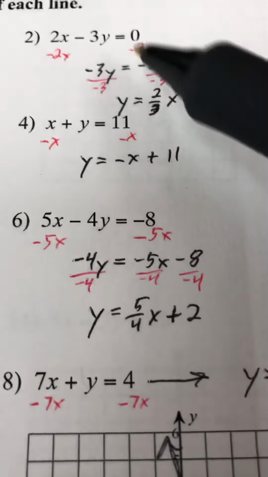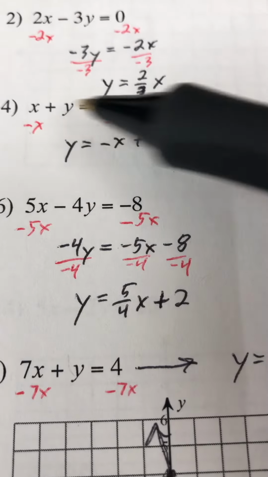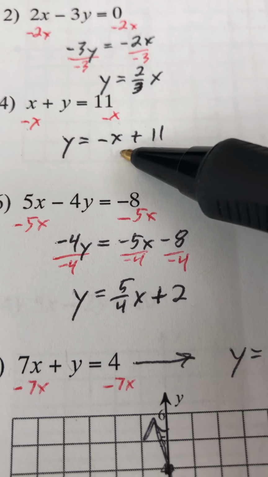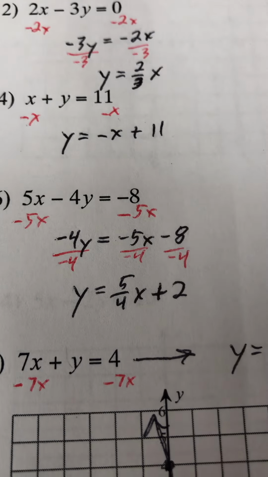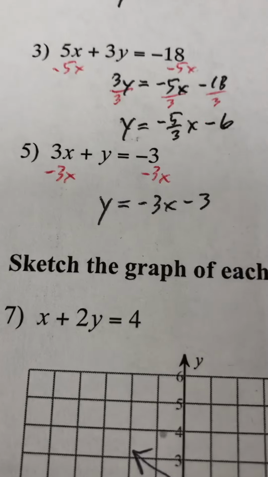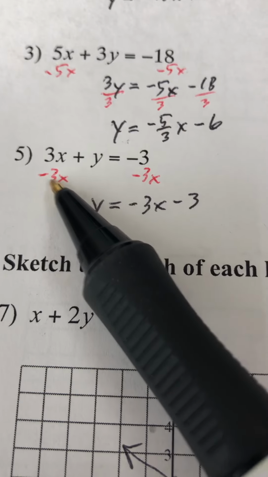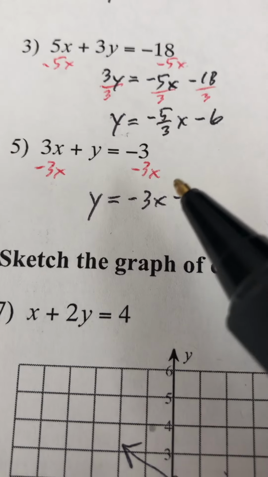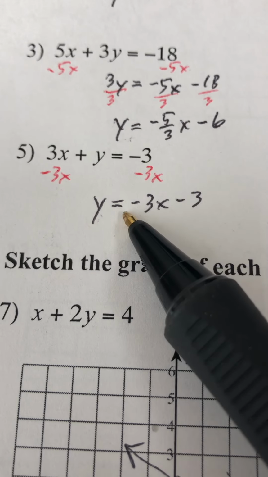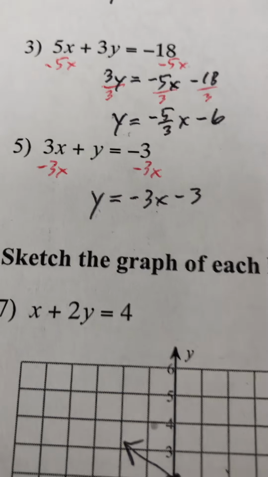Number 4, easiest one. Just subtract x from both sides, end up with y equals negative x plus 11. Number 5, subtracting 3x from both sides, another easy one. End up getting y equals negative 3x plus 3.